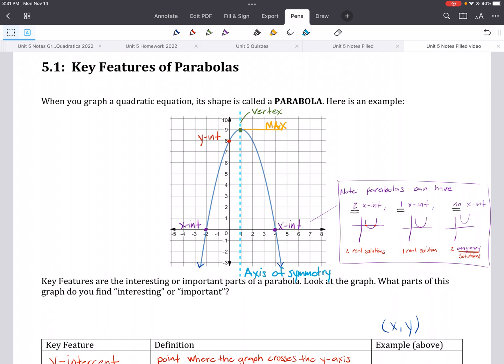All right, and there are key features for parabolas. There's a lot of them. I have them written here, but some of them you've probably talked about before, like x and y intercepts, and maybe some other things that you haven't talked about, like vertex or max. So let's talk about those one by one.